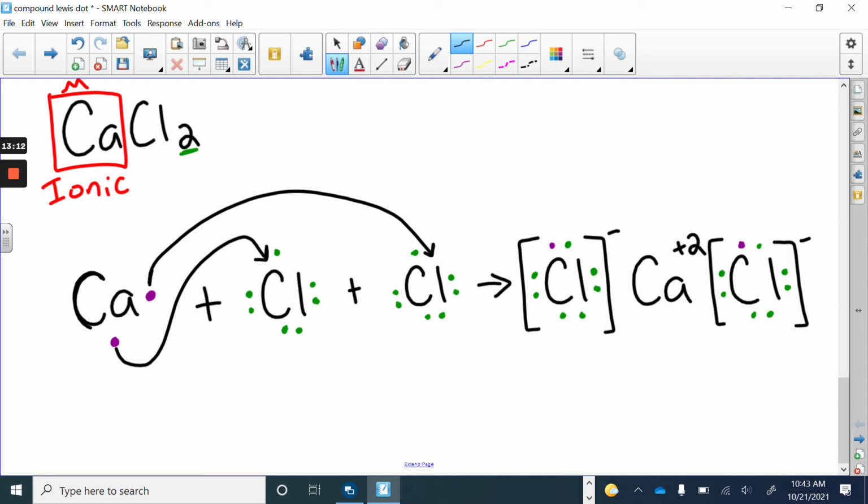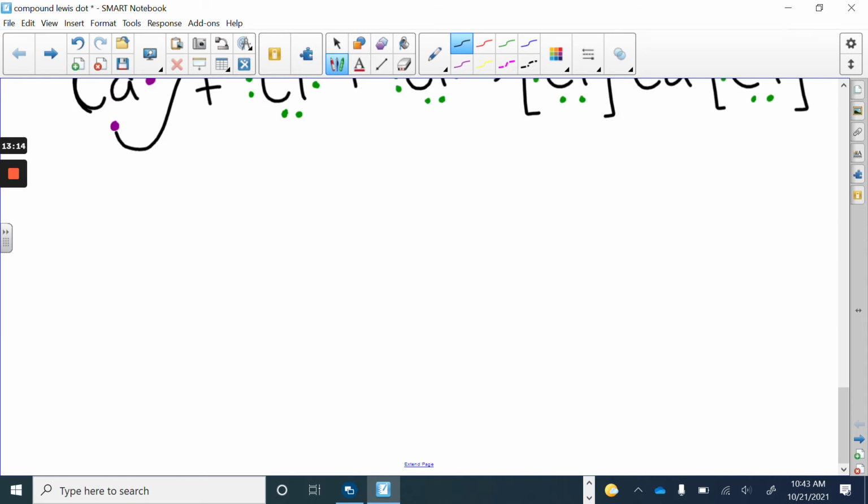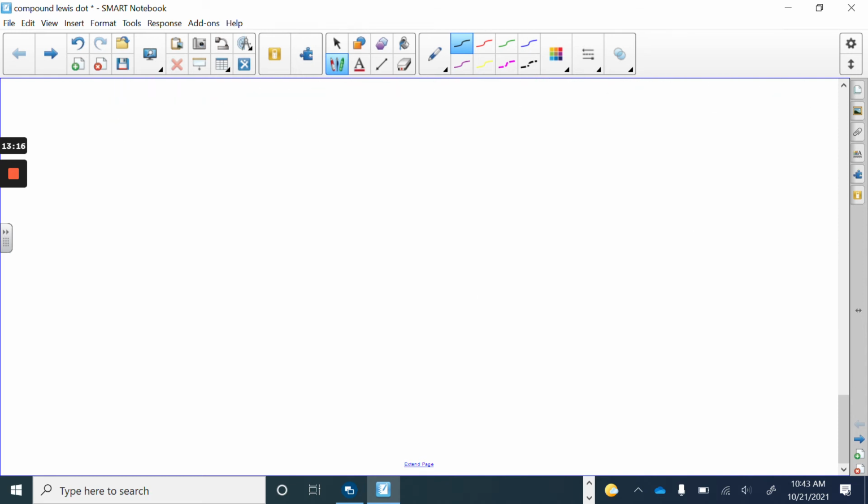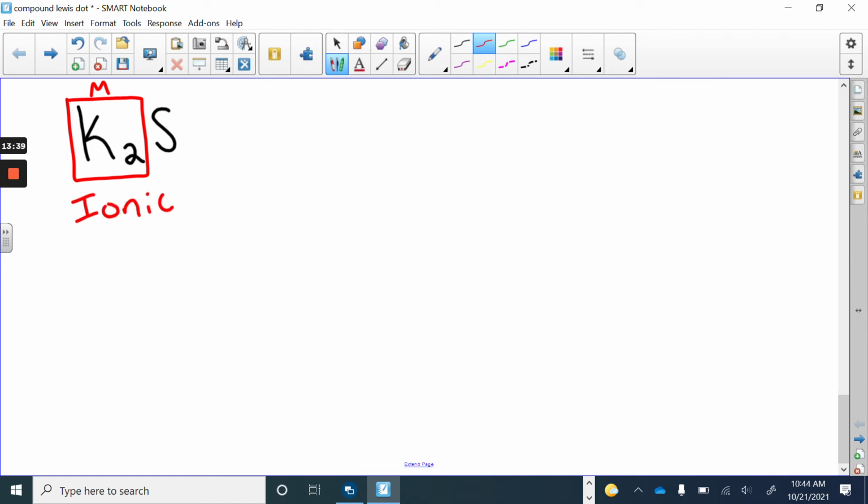Moving on, we'll go into number 5. We have potassium sulfide. Again, start with whether it is ionic or covalent, so we'll box our first element. Decide if it's a metal or non-metal. It is a metal, so that means this is an ionic bond. So this one should look similar to the last one that we had.